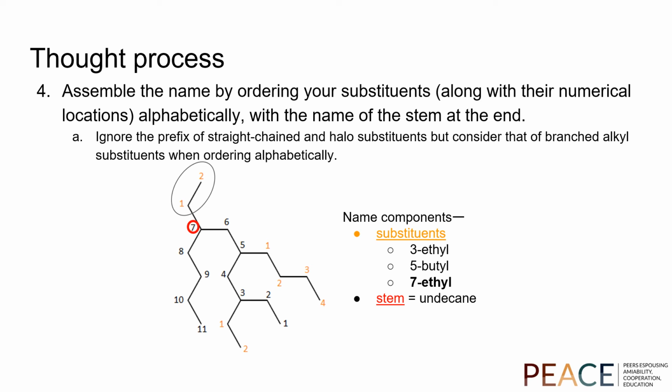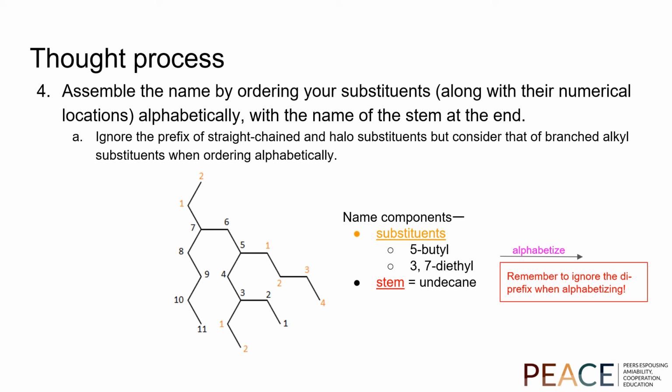With all our substituents listed, we should check to see if there's any way we could combine them. Sure enough, we have 2 ethyl groups, so they can be written together as 3,7-diethyl. Once that's done, all that's left to do is alphabetize our components. But wait! Don't forget that the di prefix should not be considered when alphabetizing because it is not referring to a branched chain alkyl substituent. Therefore, you'll want to put the butyl before the diethyl, not because B comes before the D in diethyl, but because B comes before E in ethyl.